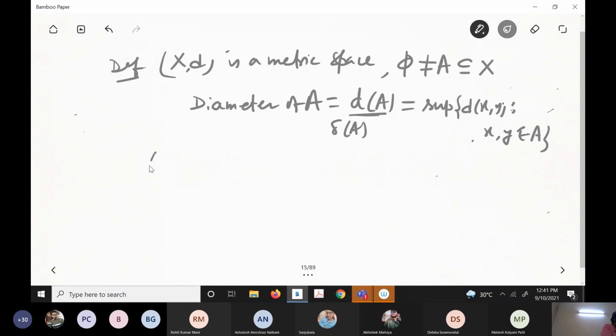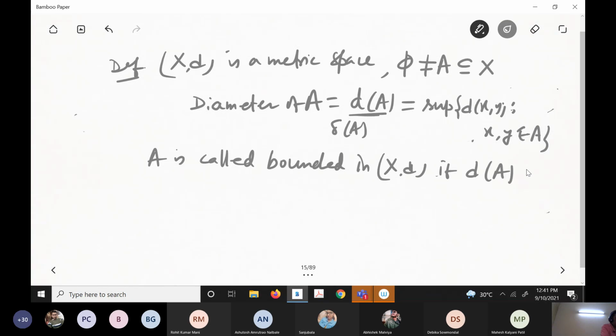The second thing I am defining: A is called bounded in X if the diameter is finite. It means the diameter is finite. Is called bounded. Understood? So, bounded set. But if you take a reference point, as in the higher exercise I have given, with a reference point like on the real line, it will be that. That means what I'm saying, you can prove that.